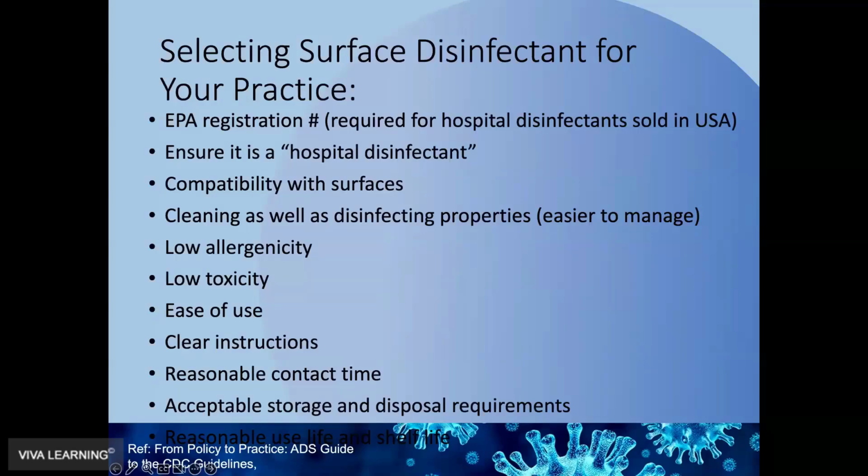Now, when you select a product for your practice, what you're going to look for in the United States is your EPA registration number. In Canada, you're looking for Health Canada products. Make sure that whatever product you're using is indeed a hospital disinfectant. It's compatible with the surfaces you intend to clean and disinfect. You want to make sure that your product is a good cleaner as well as a disinfectant. The potential for allergies is low. You have low toxicity, a product that's easy to use. You want clear instructions. You want a reasonable contact time.